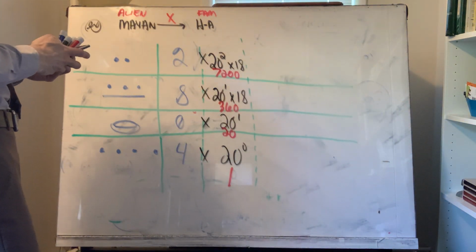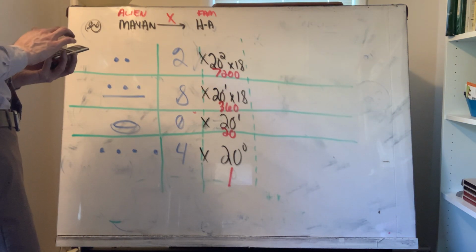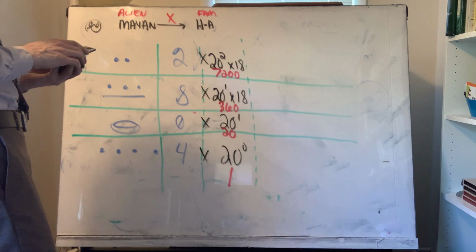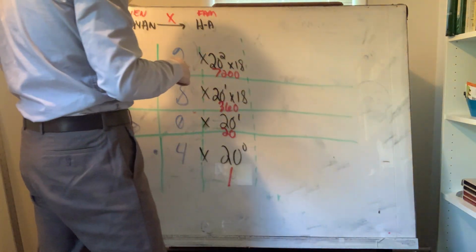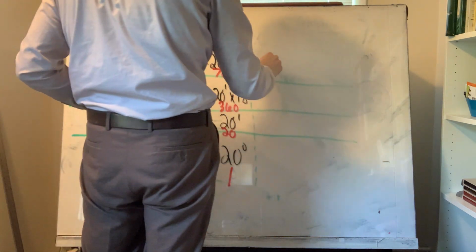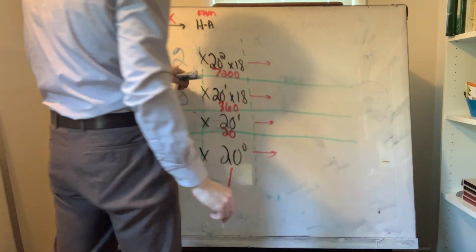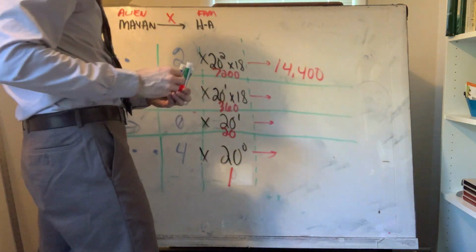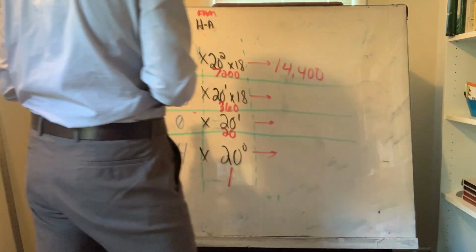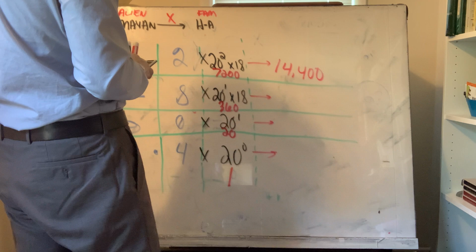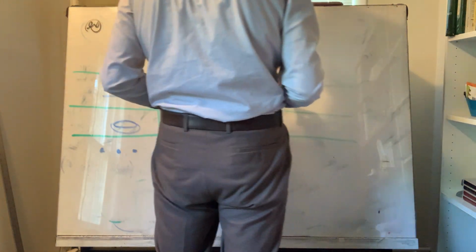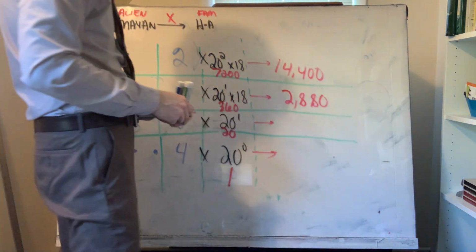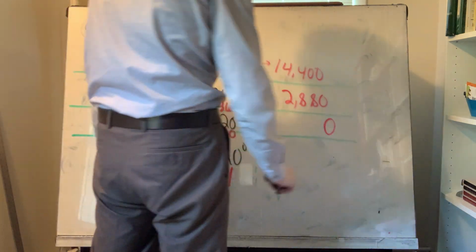Let's see. What you get up here: 2 times 7,200 is 14,400. 8 times 360, sorry, is 2,880. 0 times 20 is just 0. And 4 times 1 is just 4.